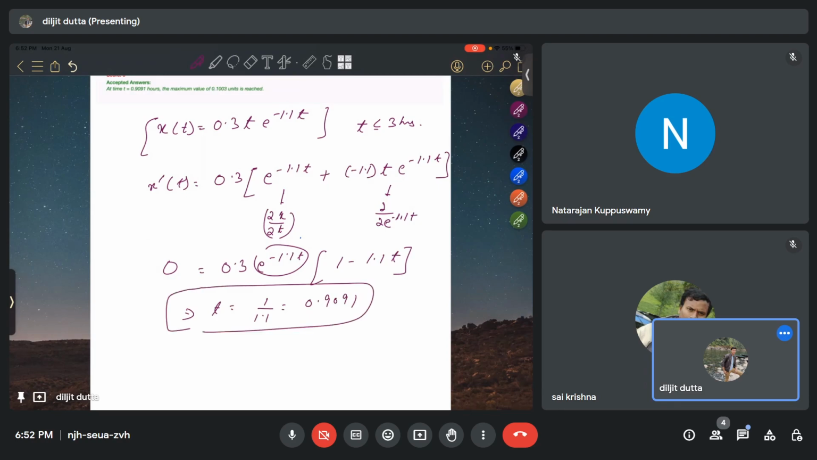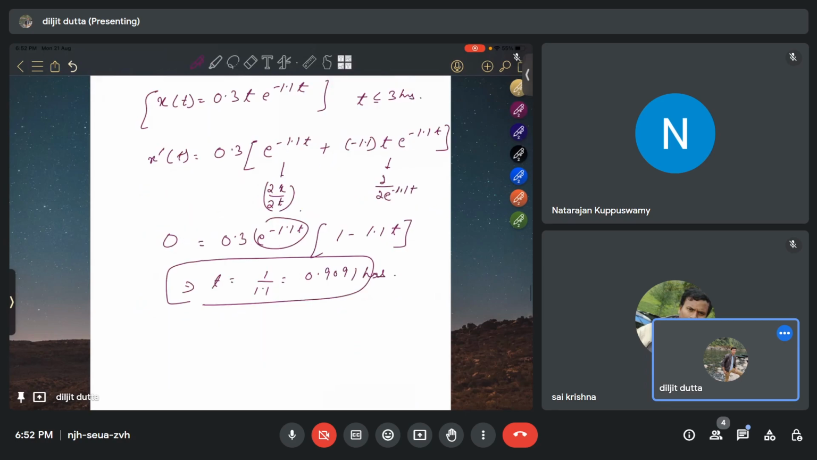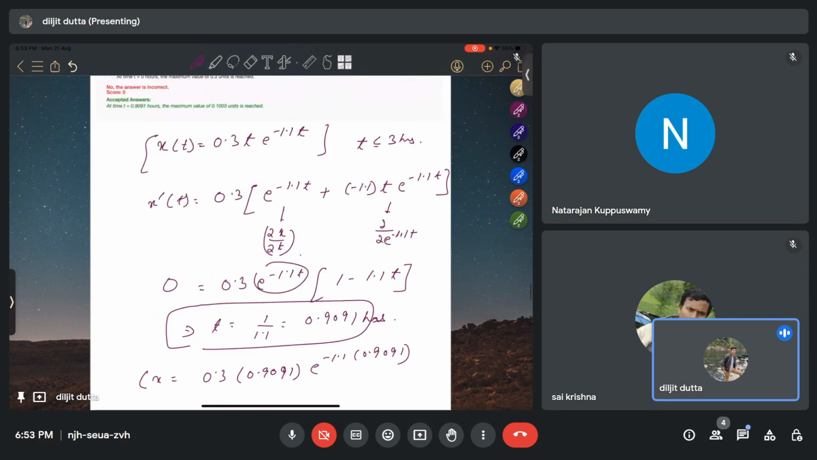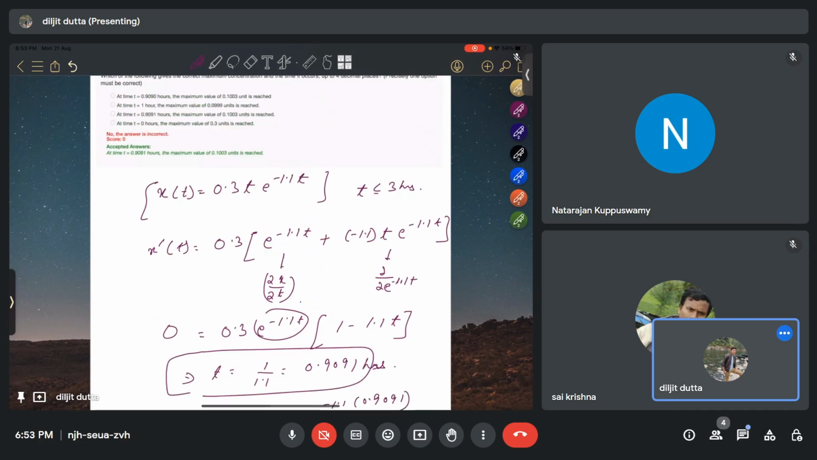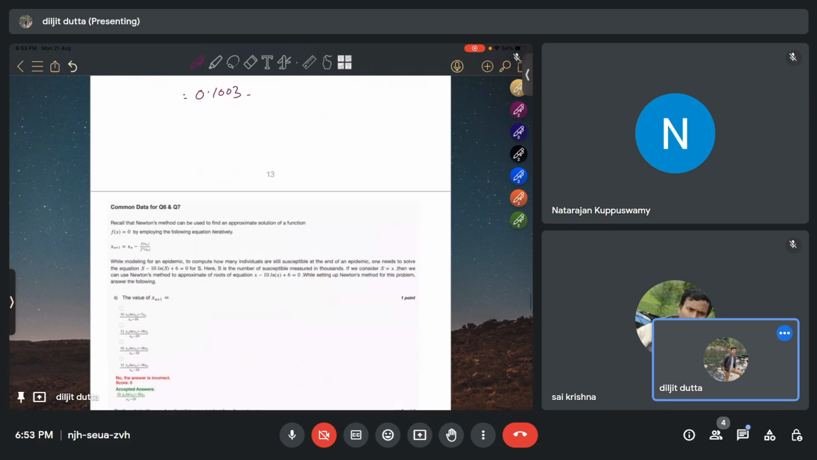So at this time, in hours, we'll have the maximum concentration. And what will be the maximum concentration? We just have to substitute this value in the function: 0.3 into 0.9091 into e to the power minus 1.1 times 0.9091. It is just a calculation, so we'll get 0.1003, which is option C. You can do the calculation and see; this is a simple calculation and I won't be doing it.